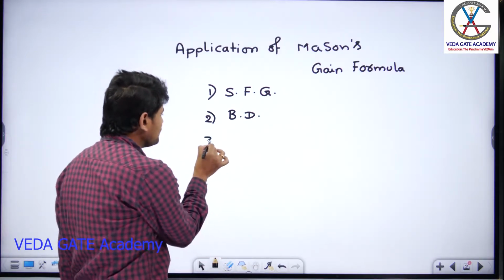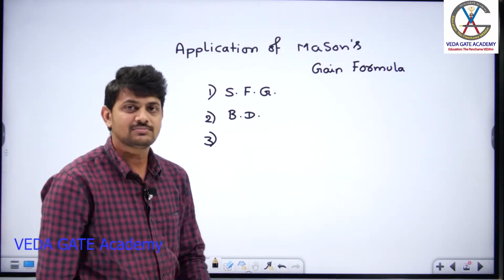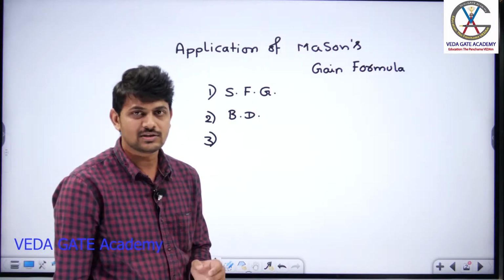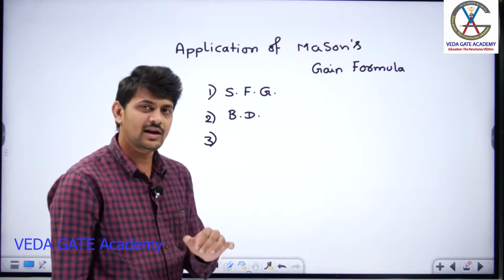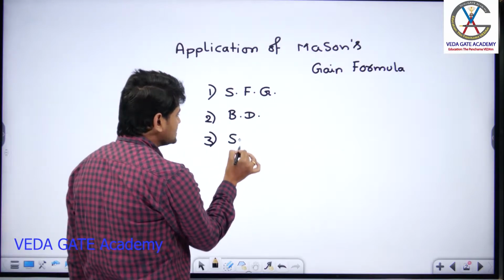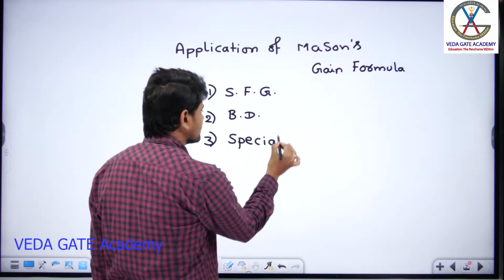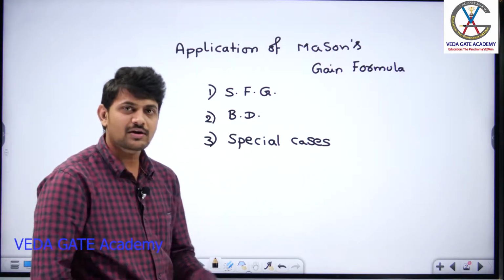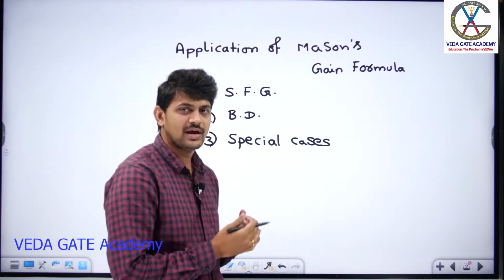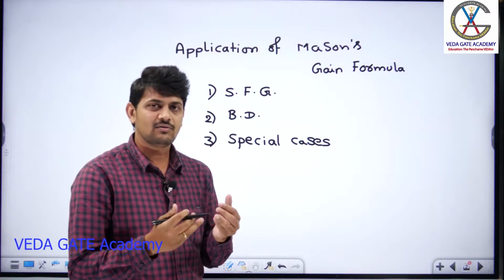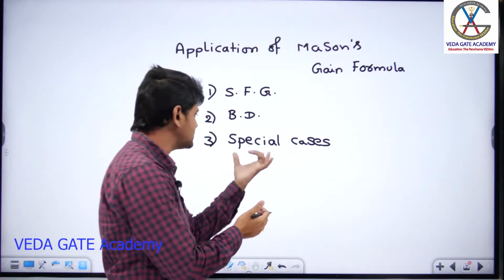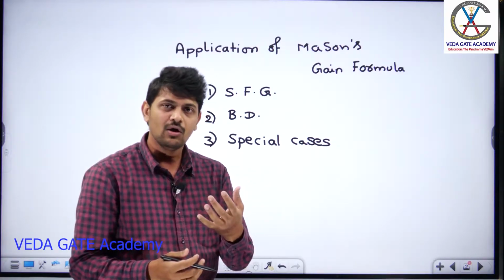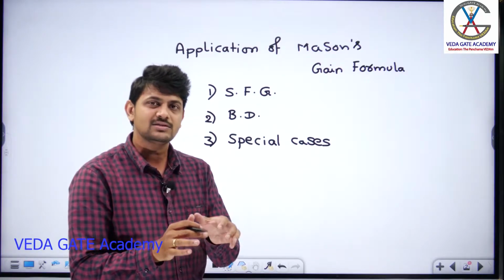And finally, after finishing this, we will see some special cases where students generally make mistakes in the GATE exam. We will consider some special examples, and in these special cases we will play with the application of Mason's gain formula, and after finishing them you will come to know when we have to properly apply Mason's gain formula.